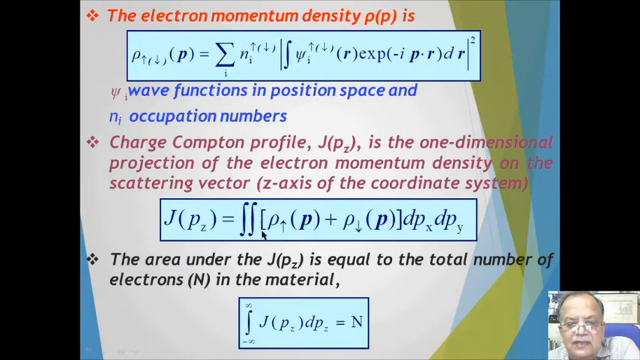You have this particular integration, right? This double integration dpx dpy. So you are integrating this momentum density along x and y, so that's why here you are getting the z direction. Now the area under this J(pz) is equal to the total number of electrons which participate in the Compton phenomena for that material. So the integration of J(pz) dpz is equal to n.